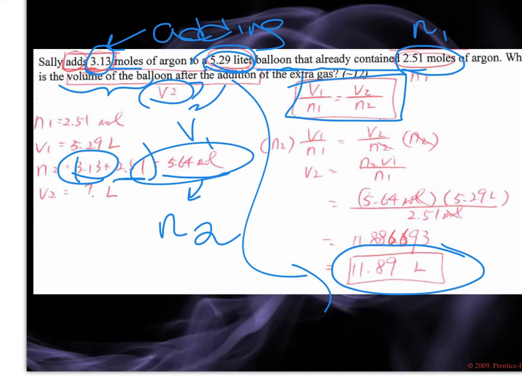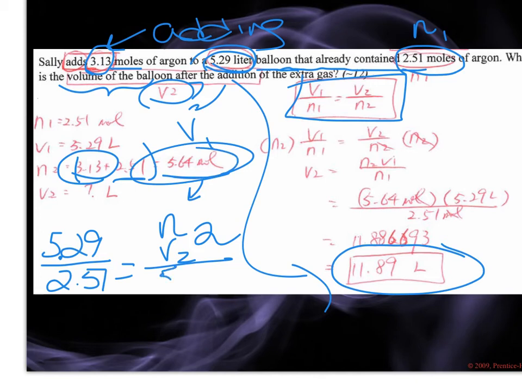So, let me just put this in real quickly. Before you rearrange the equation, you'd have 5.6 divided by 2.51 equals V2 over 5.29. Okay, so you're trying to solve for V2, and so you want to get it by itself on one side of the equation, which means we need to multiply both sides by 5.29.